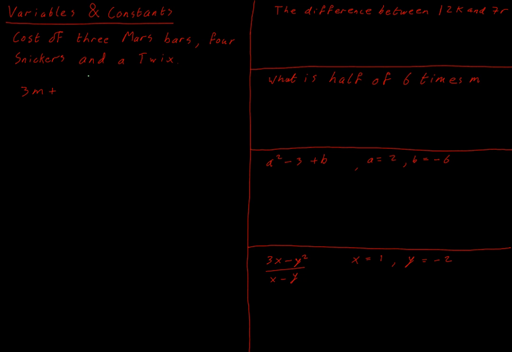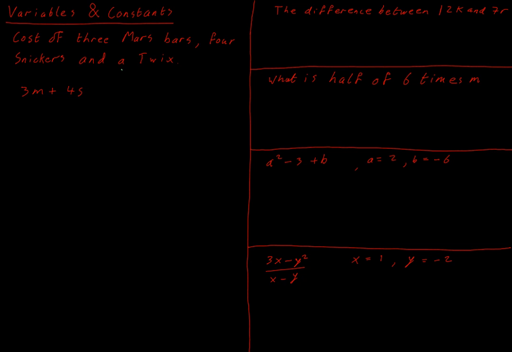And 4 Snickers, well, 4 is just 4. Snickers, what would we use for that? Well, S is a sensible letter for Snickers bars. And then we have a Twix. Well, how many Twix is a Twix? It would be 1 Twix bar.